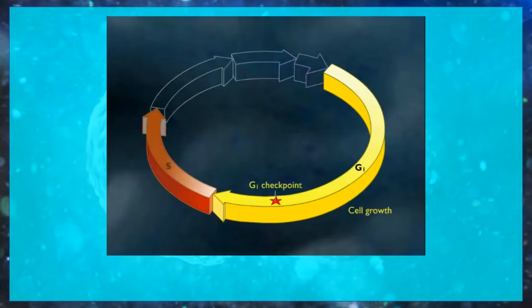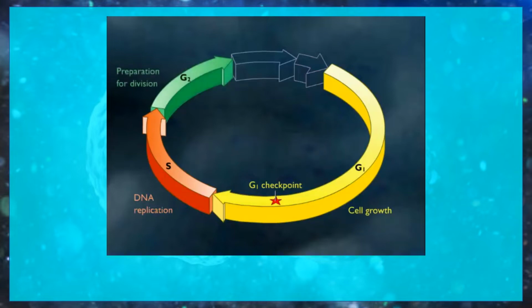the synthesis, S phase. During the S phase, DNA replication occurs so that future cells will each have a complete set of the genetic instructions in the DNA. After DNA replication is complete, cells enter the G2 phase, where they continue to grow and prepare for cell division. At a checkpoint in this phase, the success of DNA replication is assessed. If all is well, the cell enters mitosis, the M phase.